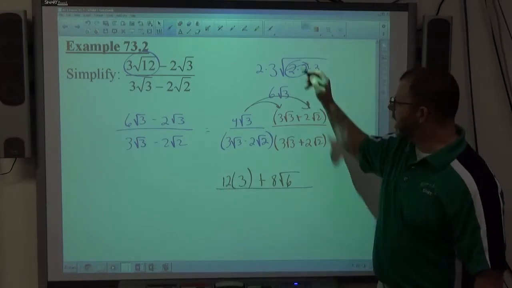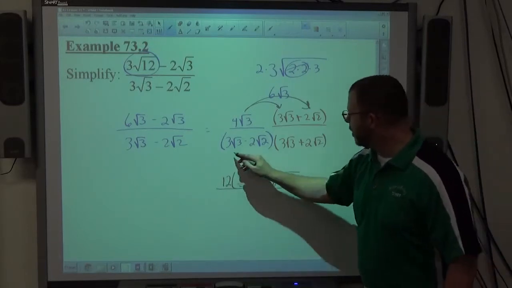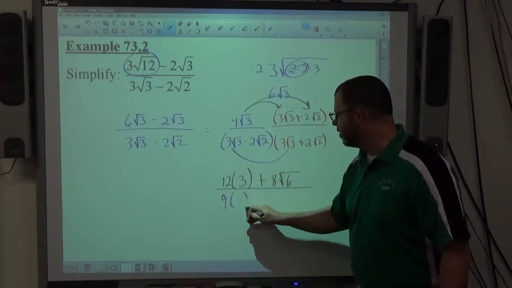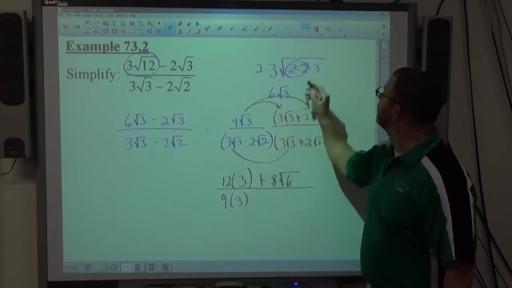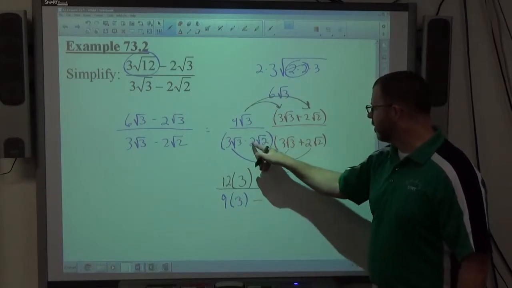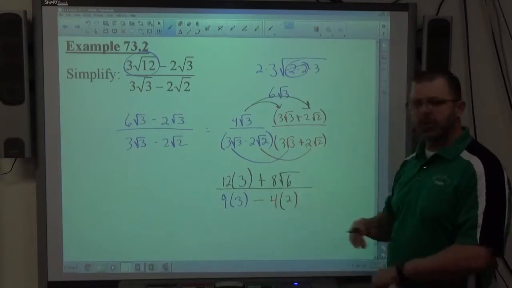On the bottom, again, I don't have to do FOIL, I just have to do FL, right? So I do first times first. 3 times 3 is 9. Square root of 3 times square root of 3 is 3. When I do last times last, negative times positive makes a negative. 2 times 2 makes 4. Square root of 2 times square root of 2 makes 2.